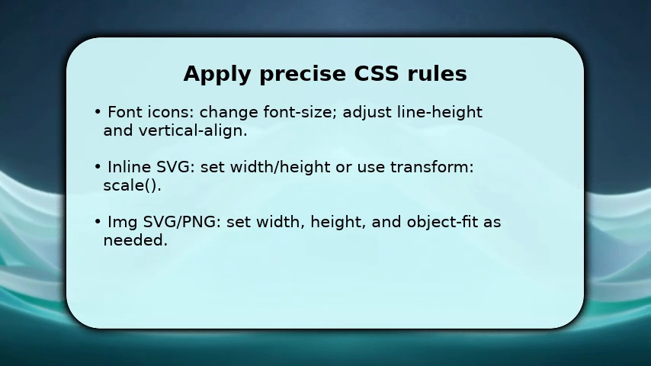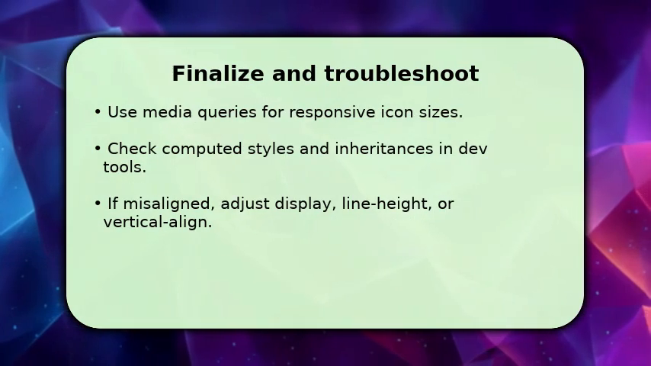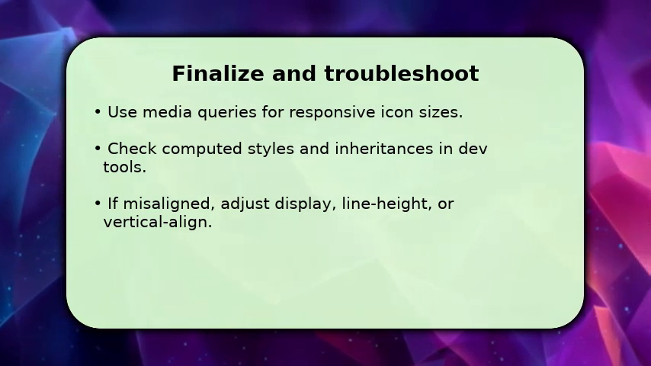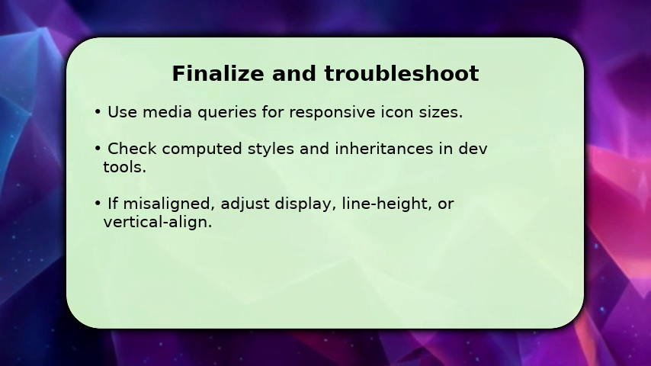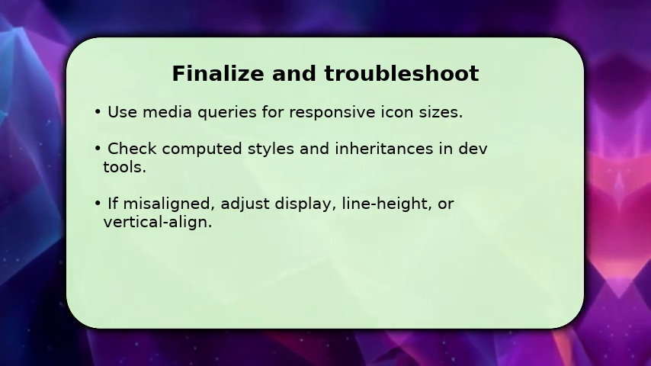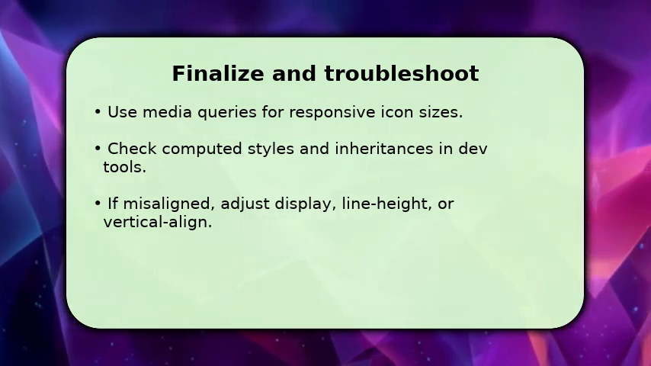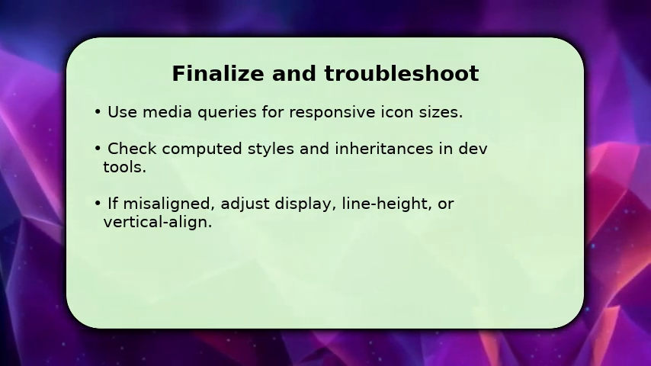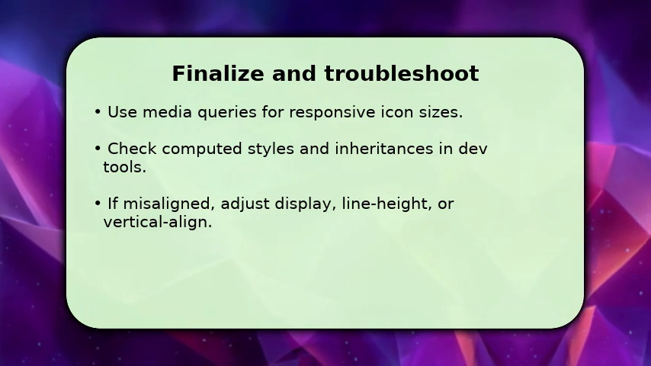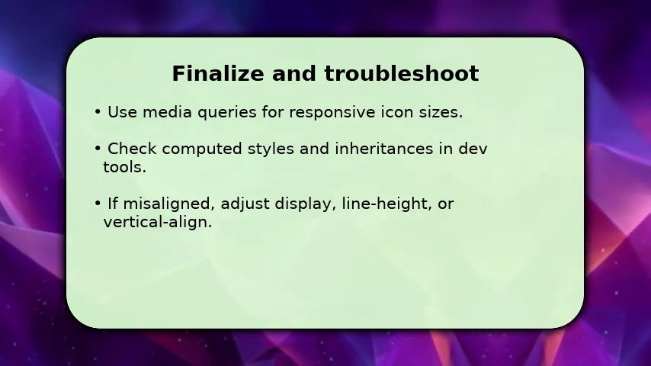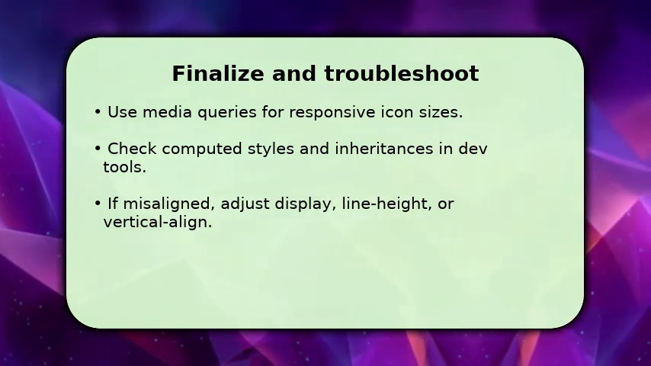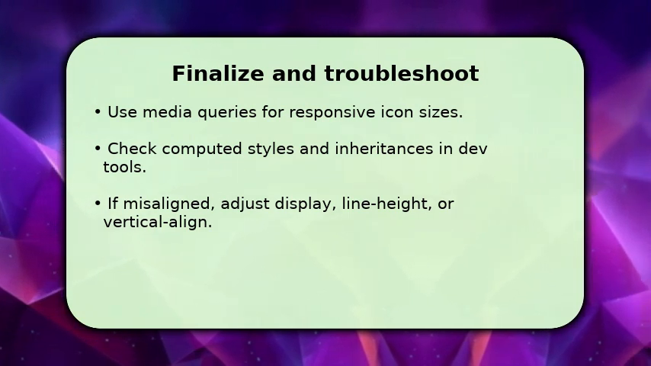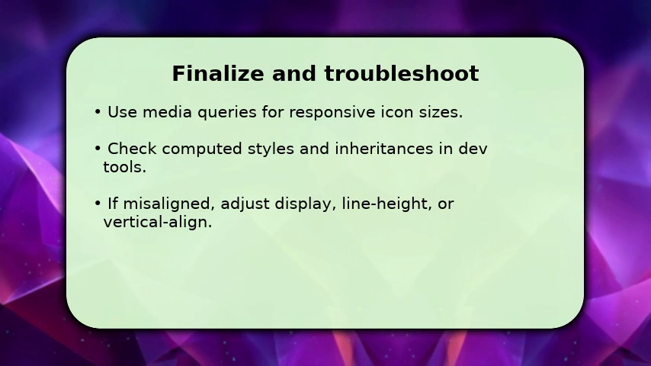Add media queries or CSS clamp to scale between min and max values. Once everything is applied, inspect computed styles in DevTools to confirm your width/height or font size is winning over inherited rules. If icons look offset or clipped, make sure display is inline block or block, adjust line height, and tweak vertical align or overflow. If problems persist, clear caches and recheck specificity. This usually reveals the stray rule causing your issue.